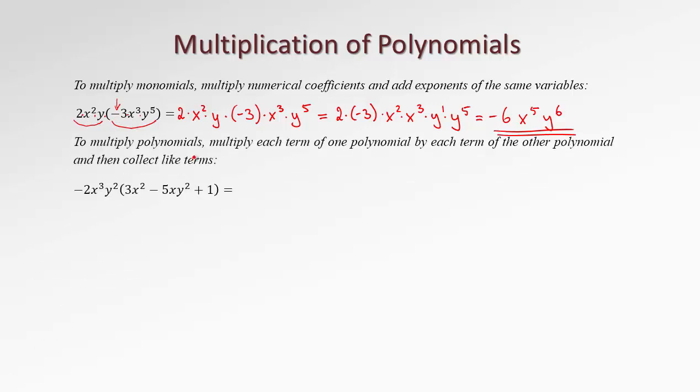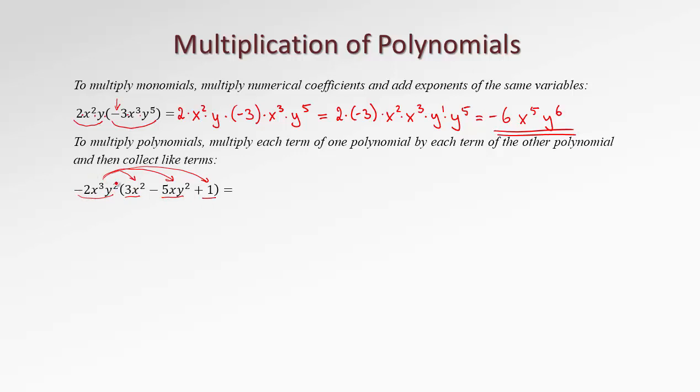Okay, if we already know how to multiply monomials, then we can extend our skills to multiply a monomial by a polynomial. In this case, we have a polynomial with 3 terms. How do we do that? It's just by distributing this monomial to each term. So we multiply this monomial by the first term, then by the second term, and then by the third term. Therefore, we expect to have 3 terms in the end. So this question is like 3 of the previous questions.